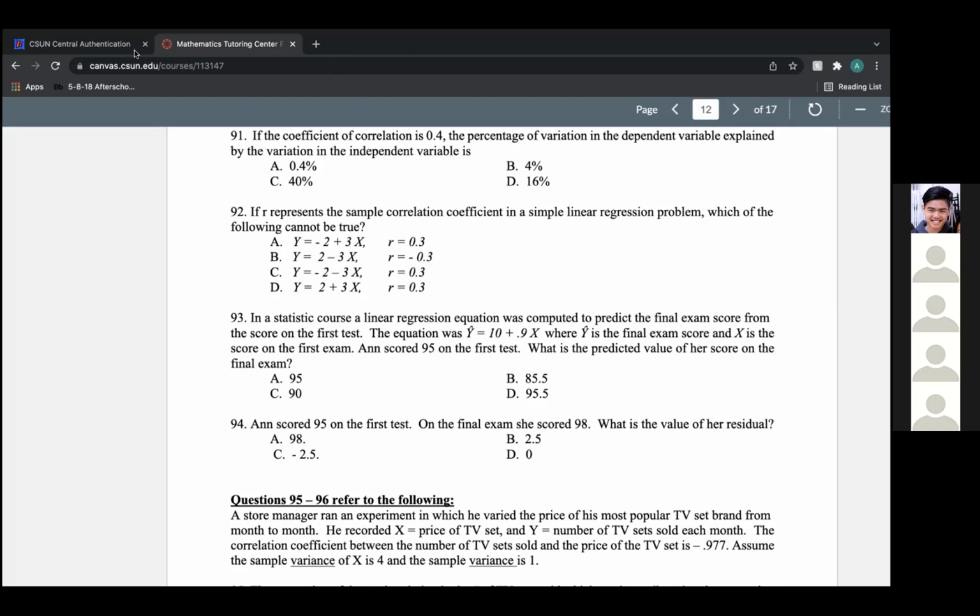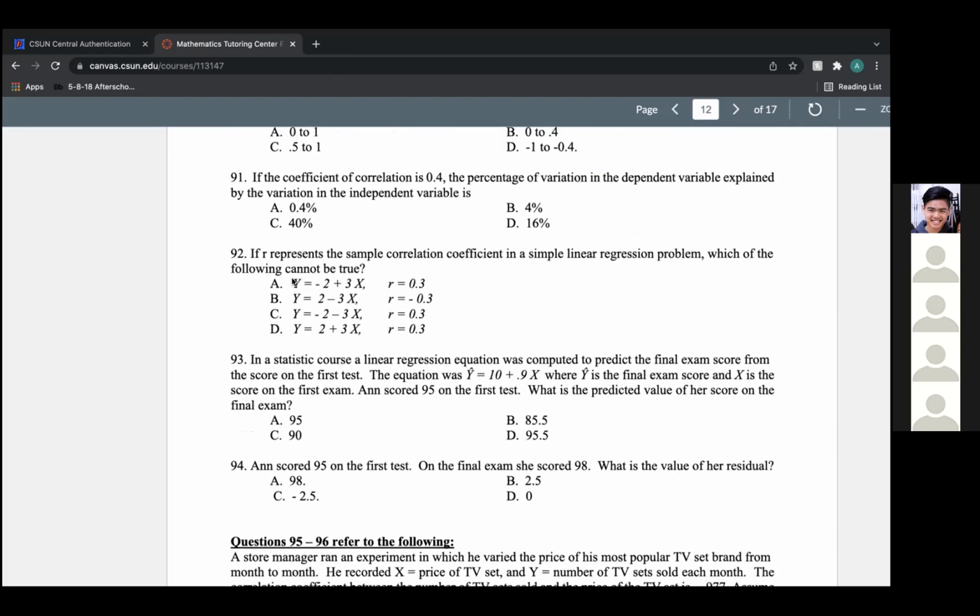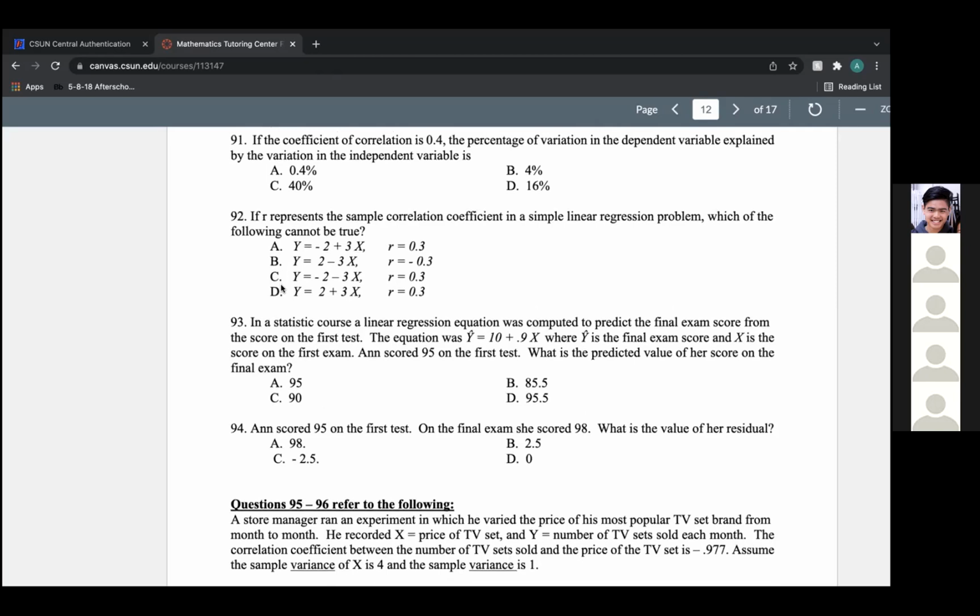Yes. Can you explain 91 once again? Yeah, R is 0.4. So what's R squared? What's 0.4 squared? 16%. So that is the percent of variation in Y that is explained by the variation in X. It is the R squared value. Oh, okay. 92 was C, because you cannot have a negative slope and a positive correlation.